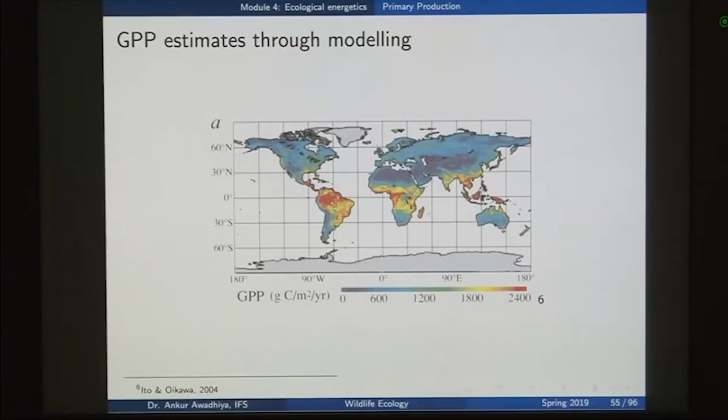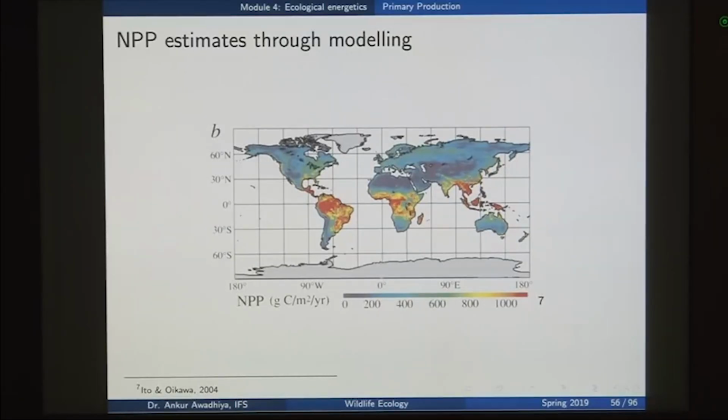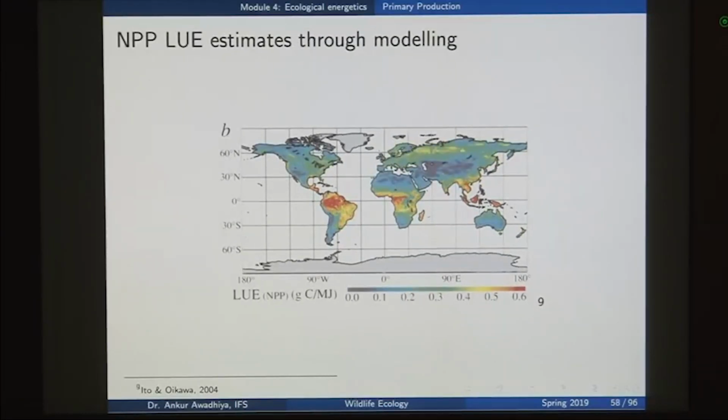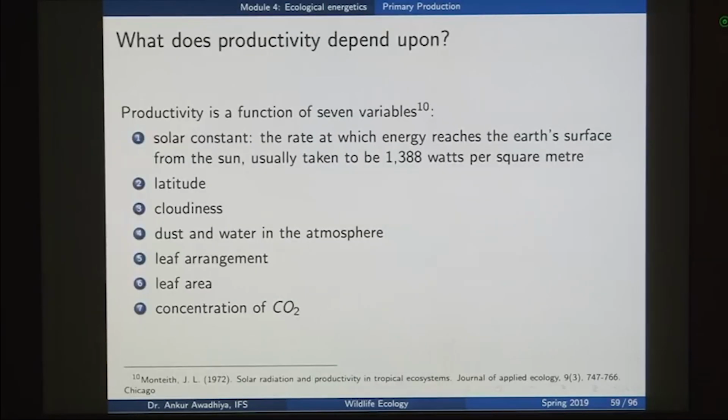We can also compute things such as the light use efficiency for gross primary productivity and the net primary productivity. So, now to recap, what does productivity depend on? Productivity depends on the solar constant, the rate at which energy reaches the earth's surface from the sun, and this is usually taken to be 1388 watts per square meter. So, this is the amount of energy that the sun is giving. Now, we know how much of that energy is photosynthetically active radiation. So, we can figure out a proportion of photosynthetically active radiation using the solar constant.